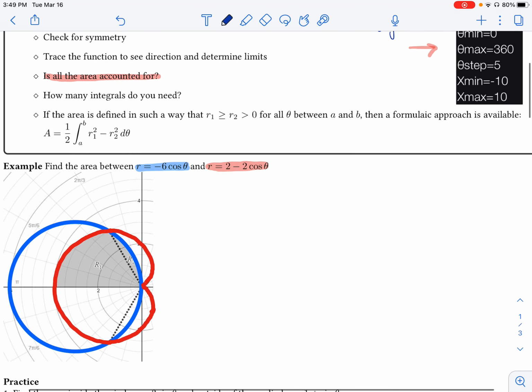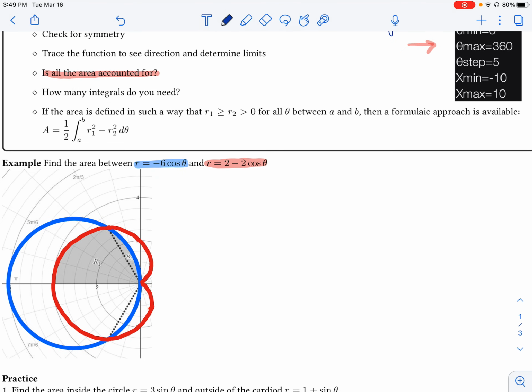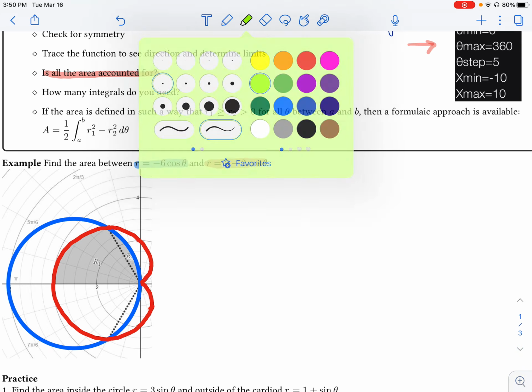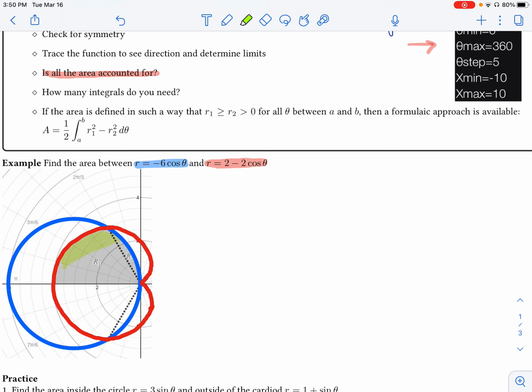And after you're done graphing it, you should see that you have a circle, which is the first polar function, which I've highlighted in blue, and a cardioid for the second, which I've highlighted in red. And the colors are actually going to be important in this lesson. So when I'm finding the area between these two curves, I'm effectively finding the intersecting or overlapping region, if you will. I'm just going to quickly color that so you can see what I'm talking about. And so this is the entire region that I'm referring to here.